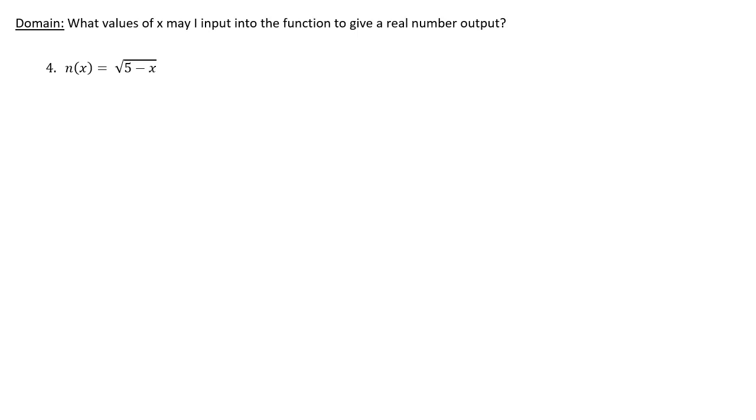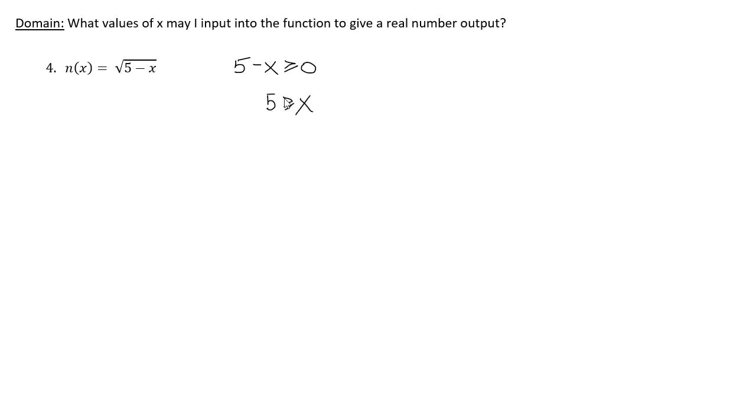So in example 4, n of x equals the square root of the quantity 5 minus x, I still have to ask the same questions. What values of x am I allowed to input into n of x that will make sure the function gives an output of a real number? Well, I can have 0 or anything above 0. So inside the square root symbol, I have 5 minus x, and that's got to be greater than or equal to 0. So if I add x to both sides, 5 is greater than or equal to x.